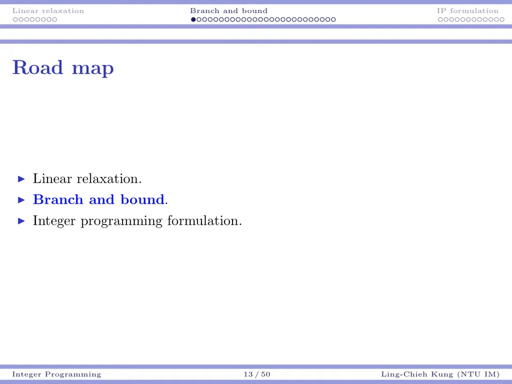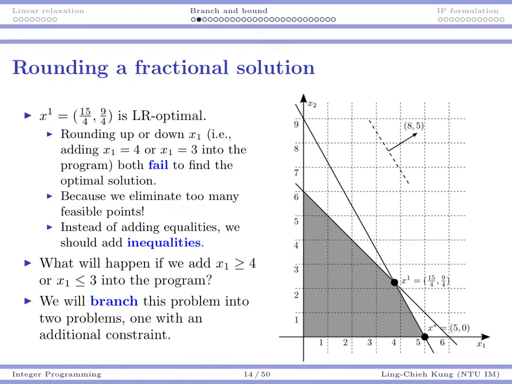Okay, now let's talk about the algorithm. The algorithm is called the branch and bound algorithm for solving integer programs. Let's use the example we just gave you. X1 = 15/4 and x2 = 9/4 is LR optimal. Unfortunately, rounding up or down both fail to find the optimal solution.